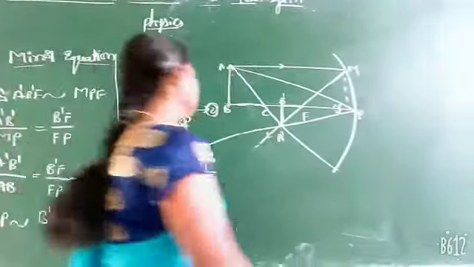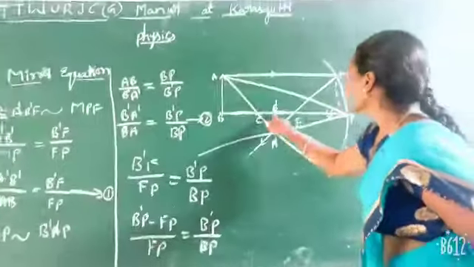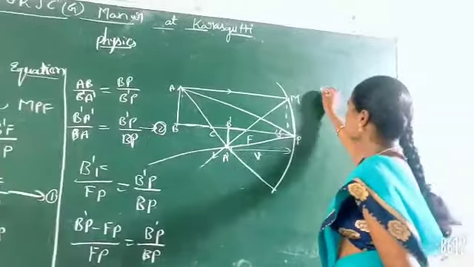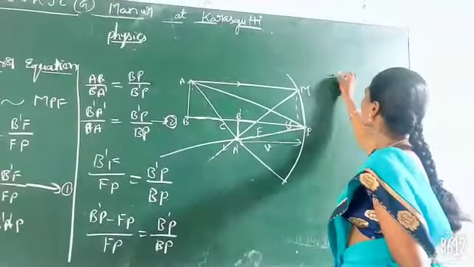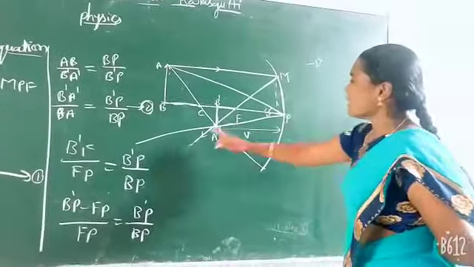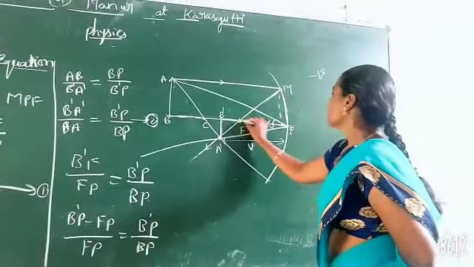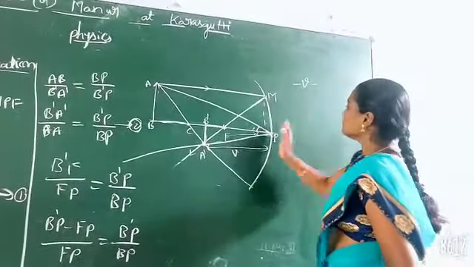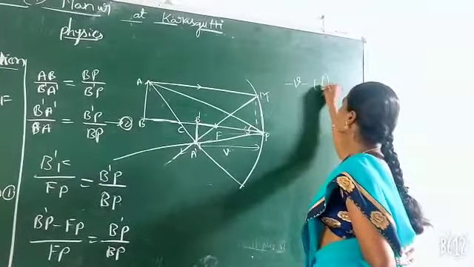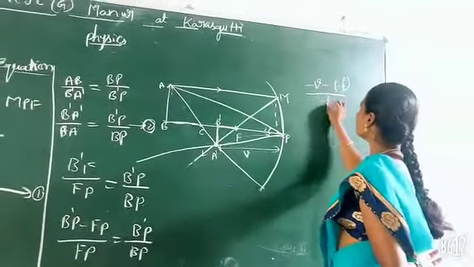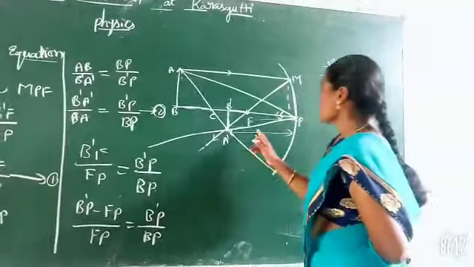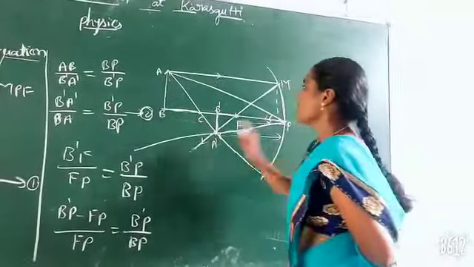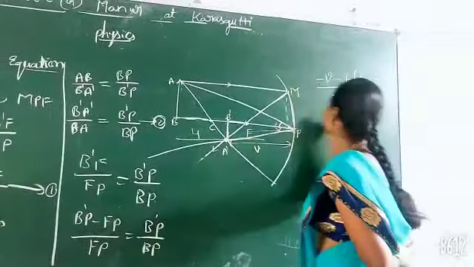So now do the sign convention. What is B dash P? B dash P is nothing but the image distance. So it is on the left side. According to the sign convention, we have to write it in terms of negative. And FP is nothing but the principal focus to the pole of the mirror, which is the focal length, and it is also on the left side, so we have to write it as negative. FP is minus F, which is equal to B dash P, the image distance, again minus V, by BP, the object distance. You have to write minus U.